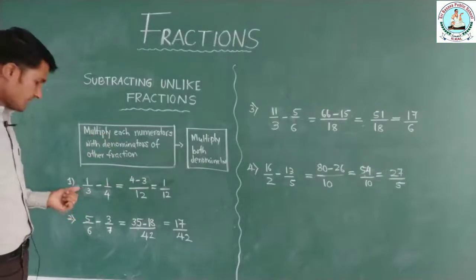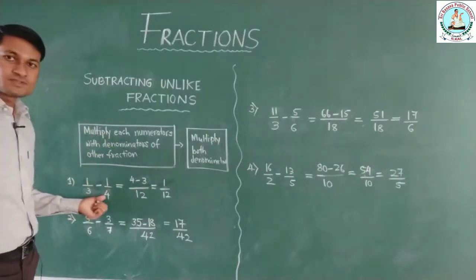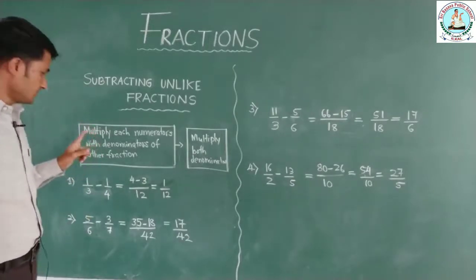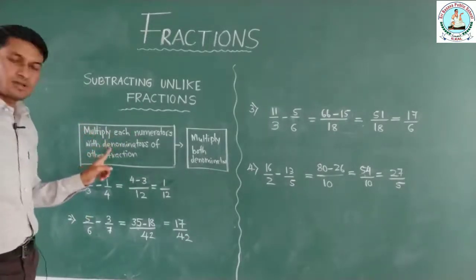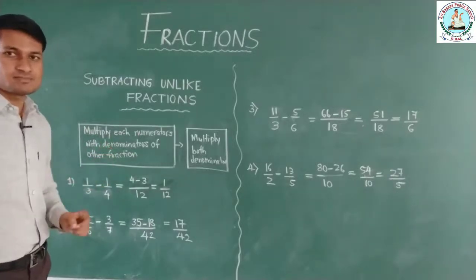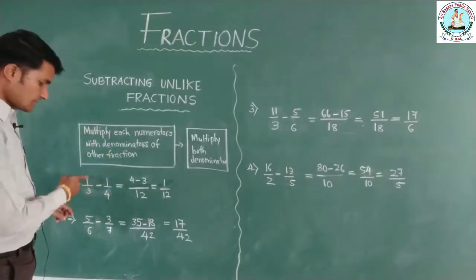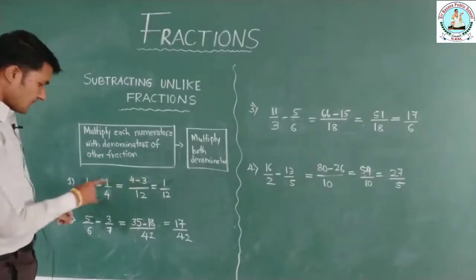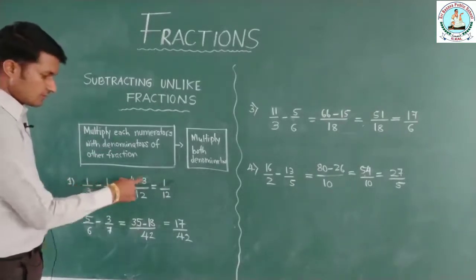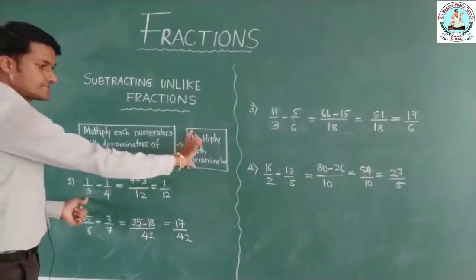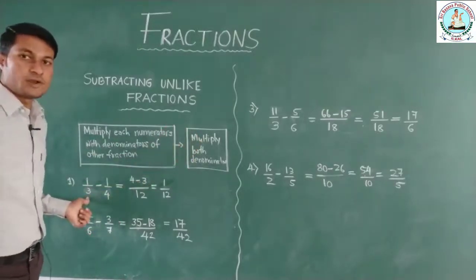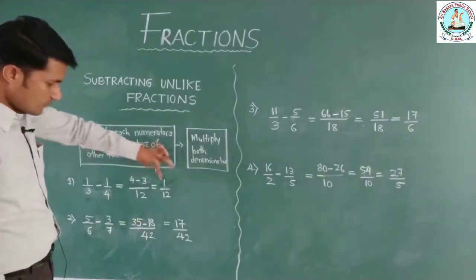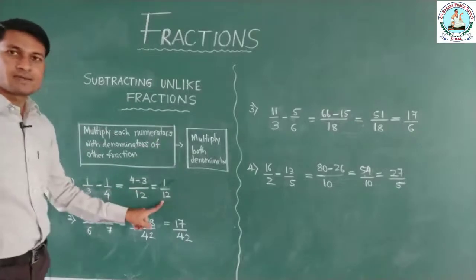So the first example is 1 by 3 minus 1 by 4. As I said, the first step is to cross multiply, because multiplying each numerator with the denominator of the other fraction is just like cross multiplying. So 1 fours are 4, minus sign, so that's why I write the minus sign, and 1 threes are 3, so 4 minus 3. In the second step, multiply both denominators. 3 fours are 12, so 4 minus 3 will be 1, and 12 as it is, so 1 by 12 is the answer here.